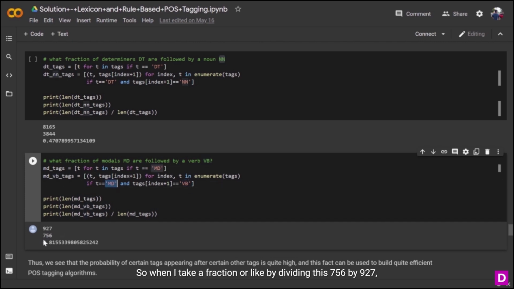So when I take a fraction by dividing 756 by 927, you could clearly see that the percentage is a whopping 81.5%. So the assumption is very much true, right? It is highly true that whenever a verb appears in a given sentence, it is generally preceded or backed up by an auxiliary verb.